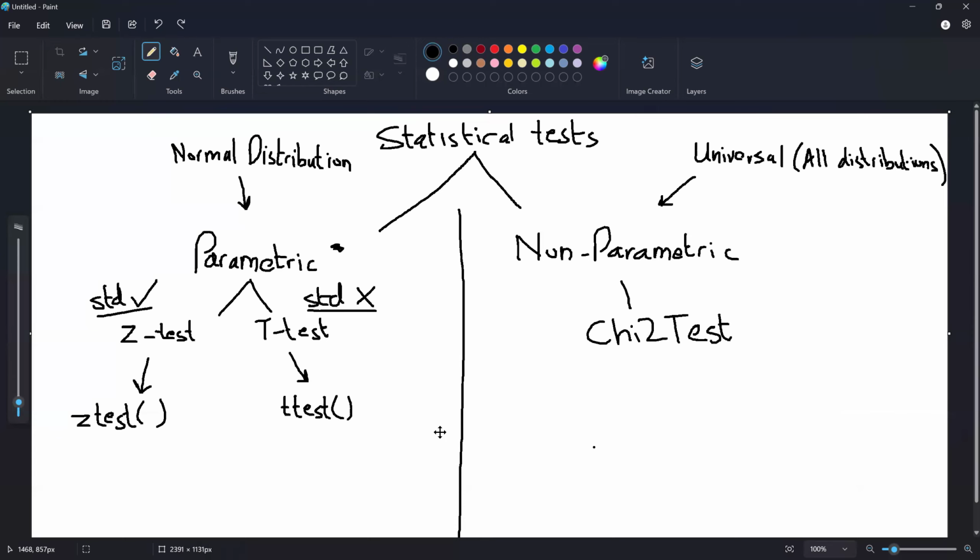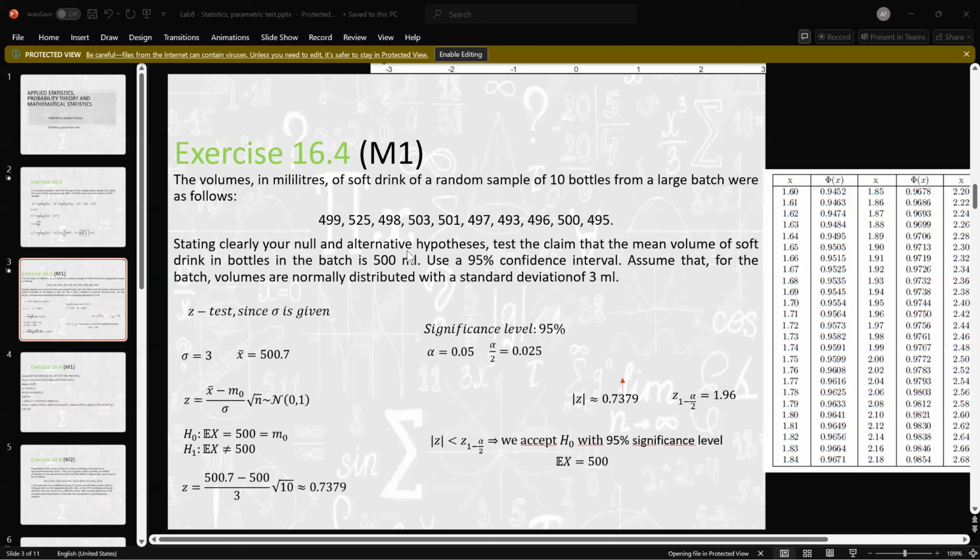So in this case, the null hypothesis, which is our primary assumption, is that the average volume is 500 milliliters. So that is another alternative hypothesis. Okay, one more thing is given, the 95% confidence interval.